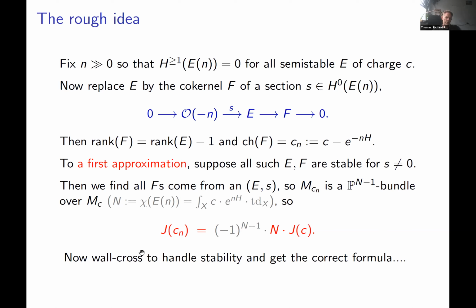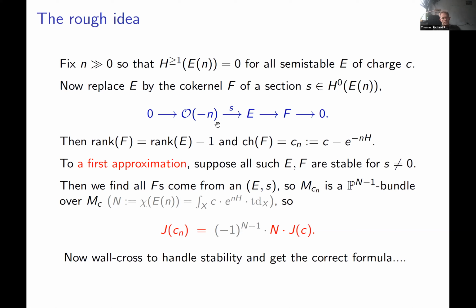But maybe you can see already, this looks a little bit like it has the same sort of shape as the wall crossing formula I had before, because there's topological quantities and DT invariants. You'll see why that is soon. You'll see this is a wall crossing formula. But anyway, we're going to have to use wall crossing formula to handle the fact that actually the co-kernel isn't stable. And given an F, if you manage to produce an E, it might not be stable. So there'll be higher order corrections to this formula.